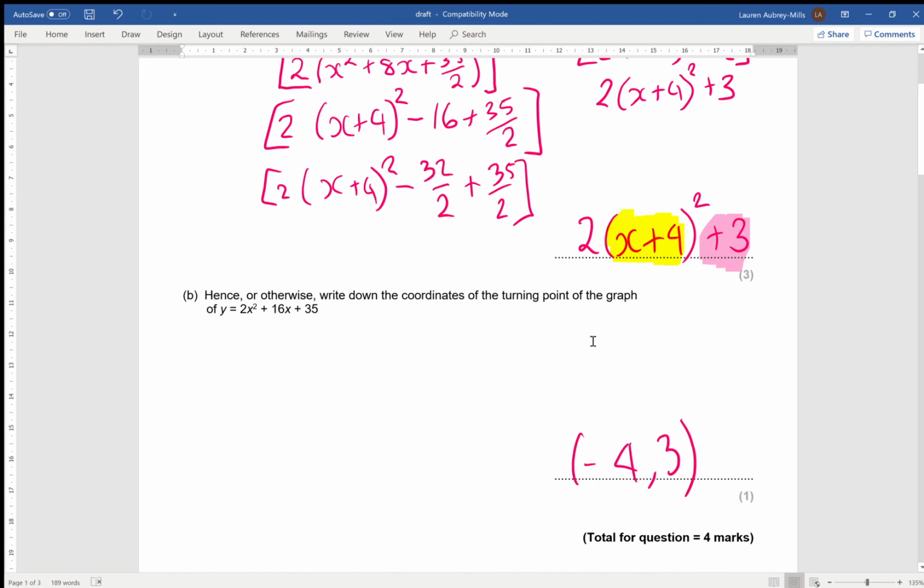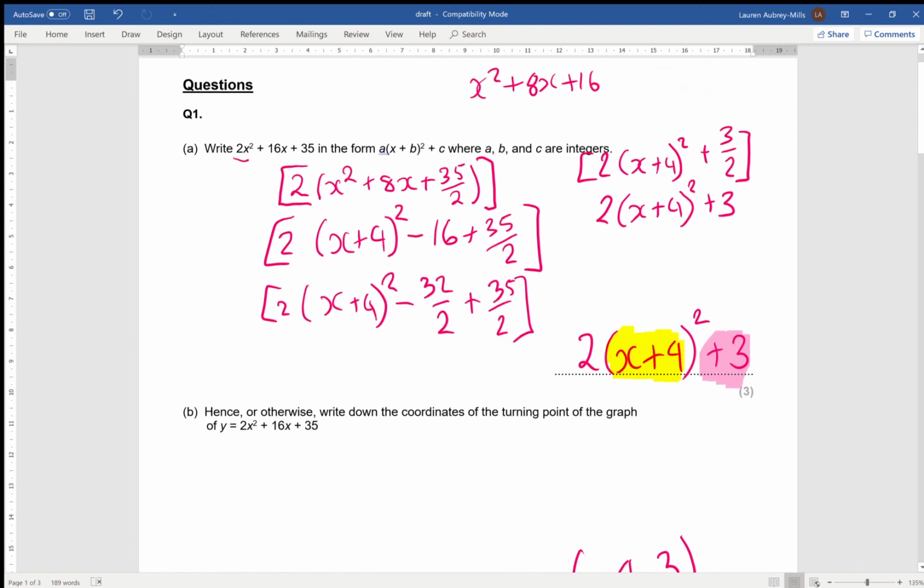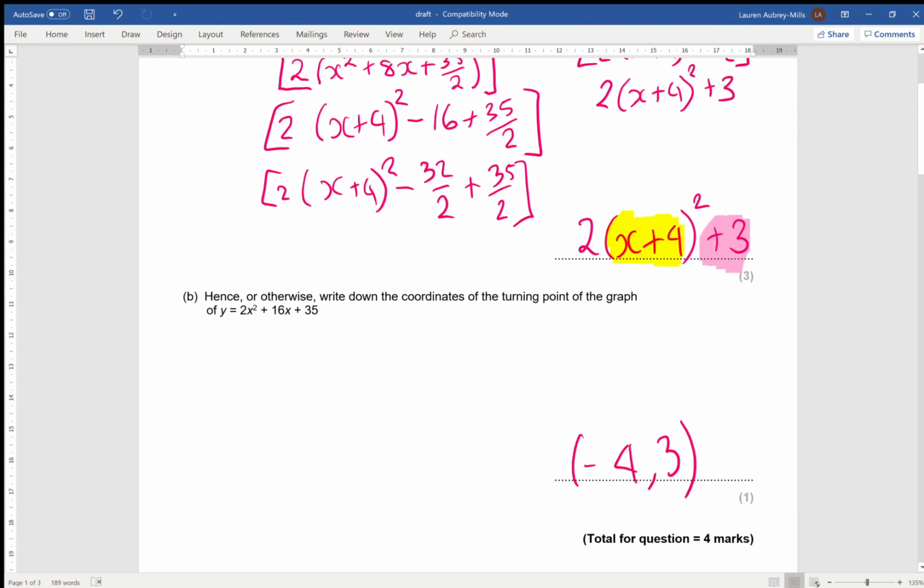And you're basically just reading it out of here. You don't need to concern yourself with this 2 in front, as long as it's in this format and that 2 is already multiplied out. That's absolutely fine. You just read off these 2 bits to find your turning point, minimum or maximum. As it's a positive x squared, it would be a minimum point rather than a maximum.